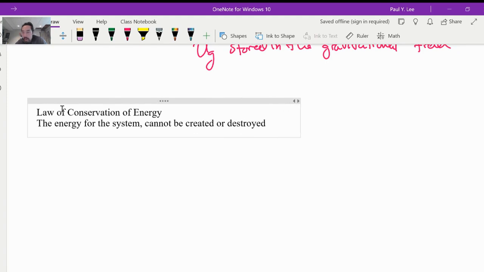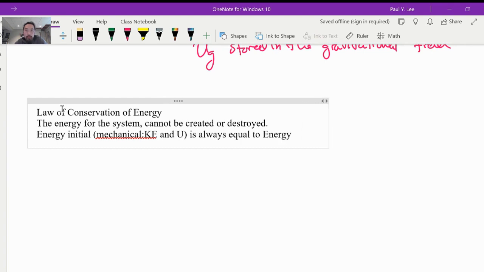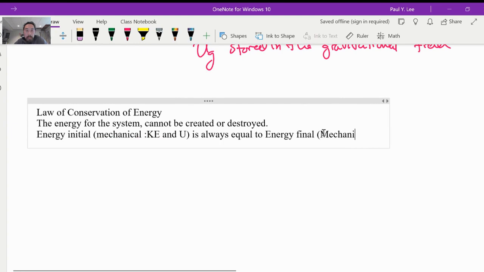All right, so this is the very basic definition. You probably heard this throughout your entire science careers, but for us, the important idea here is that the energy initial, I'm going to put it here, mechanical, okay? So mechanical energy is the type of energy that we're talking about in this class. So kinetic energy and potential energy is always equal to energy final, okay? So let's do a little space there. Okay, and this is always going to be mechanical. All right, KE and U.